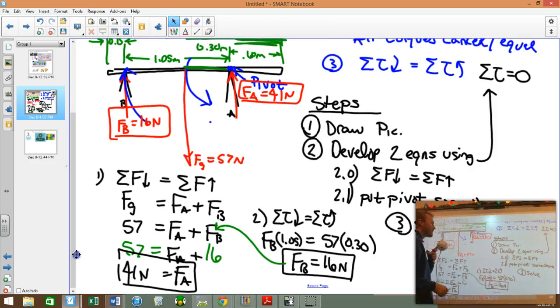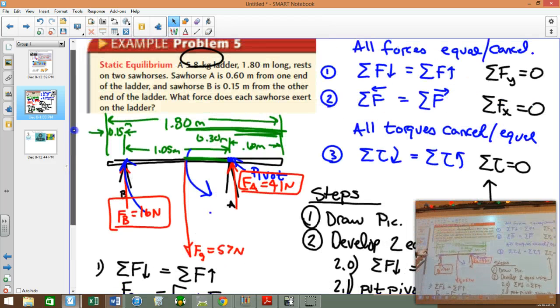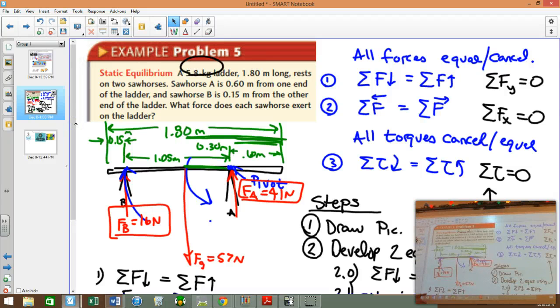So that's how we solve problems that involve equilibrium. You've got a couple unknowns, two unknowns, so you have to come up with two equations to do that.